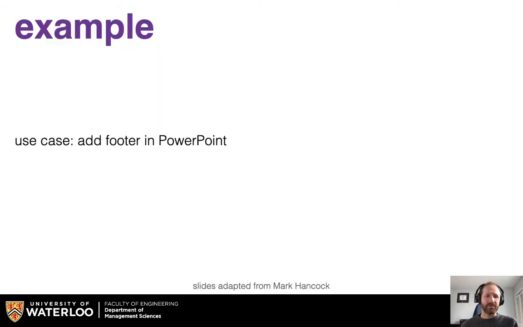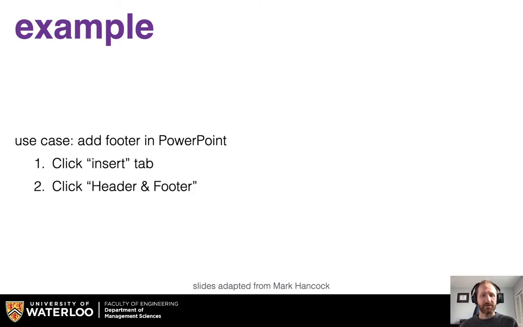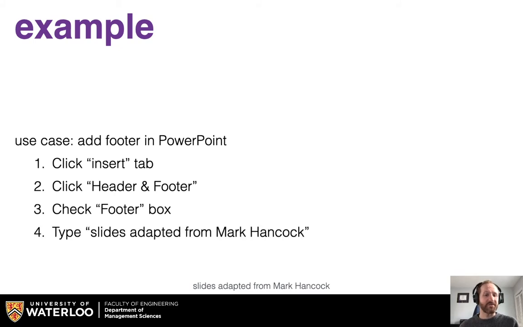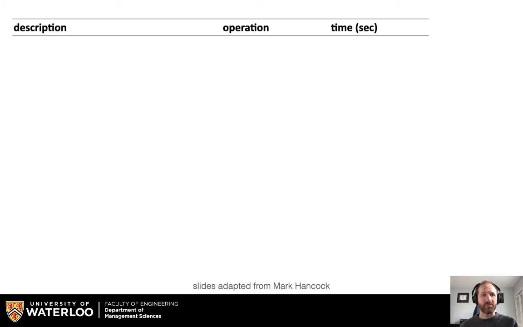Let's walk through an example, adding a footer in PowerPoint. You click the Insert tab, you click Header and Footer, you check the Footer box, and then you type "Slides Adapted from Mark Hancock," as several of these slides are. And then you click Apply to All. So we'll go through this.